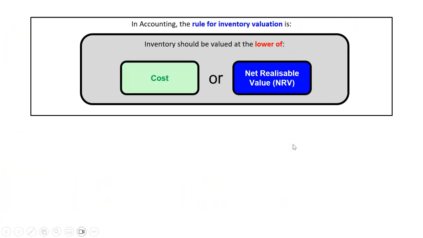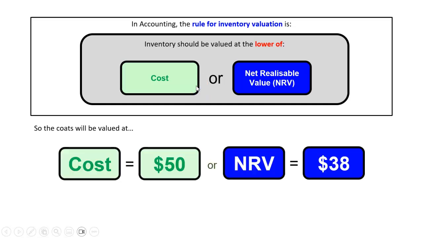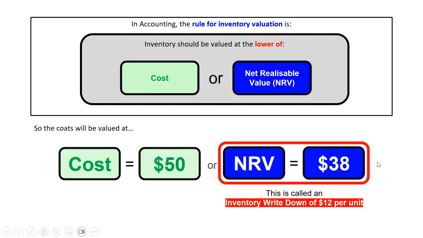And this topic is all about recognizing, well, in this case, we are valuing this inventory at the lower of its cost or net realizable value. So at the moment they're valued at 50 because that's when we bought them. They're sitting there. But we need to get it down to this figure here, this $38. And to do that, we're going to say that's something called an inventory write-down of $12 per unit. So in the next video, we're going to learn what this inventory write-down is and how we will process it.